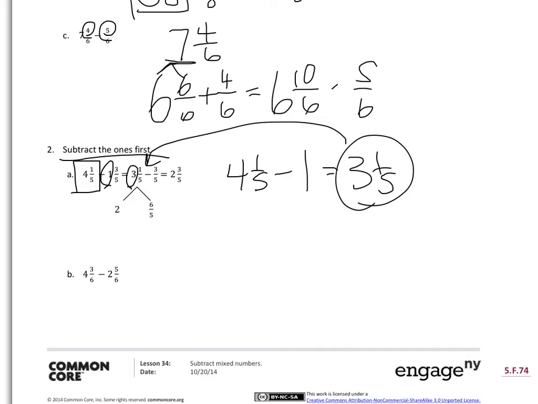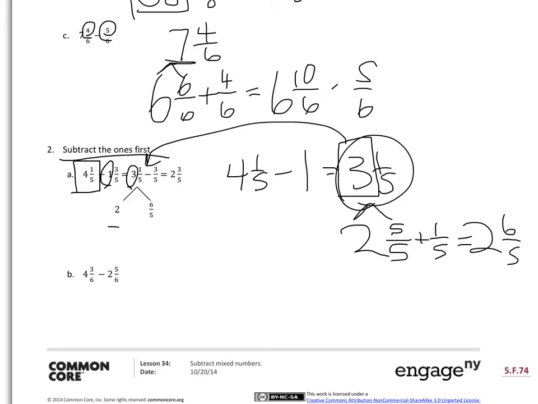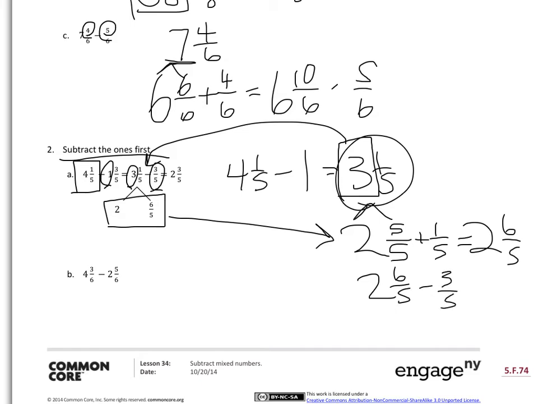And then they did the same thing we did above. They took this problem and they broke down or decomposed the 3 and 1/5 to make it 5/5 and 2 whole. That's representing the 3. And then adding back 1/5 to get 2 and 6/5. They just did this in one step here. Then when they have 2 and 6/5, they can subtract 3/5. So they're then saying 2 and 6/5, subtract 3/5, and then they're getting their answer of 2 and 3/5.